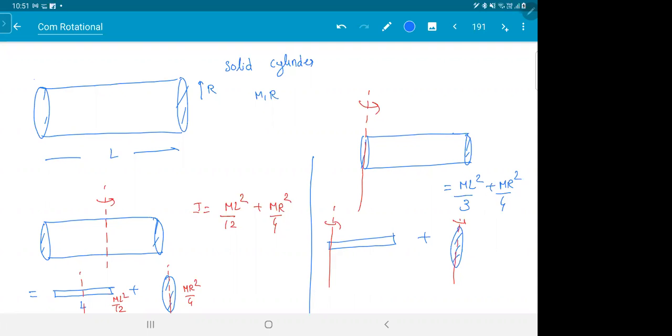To derive this, we have to integrate and all. We don't require it. Clear with this thing.